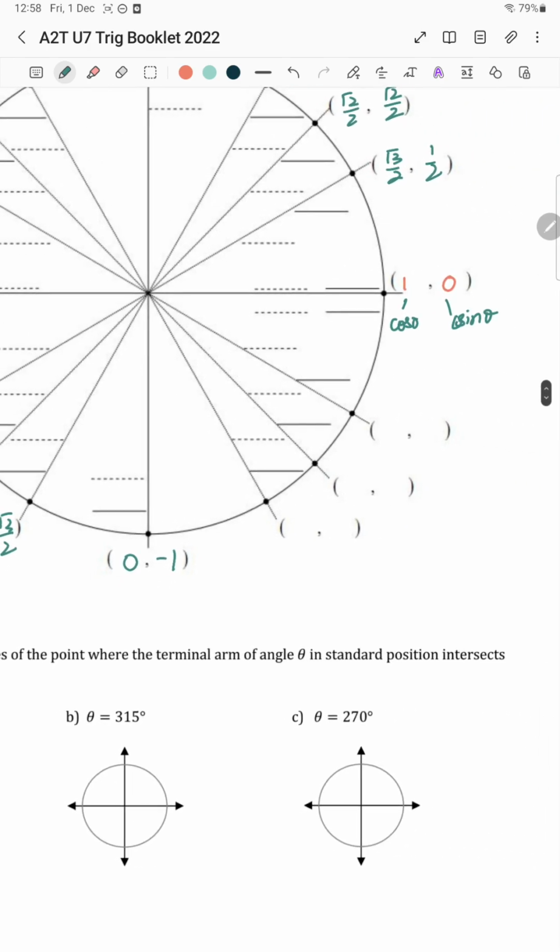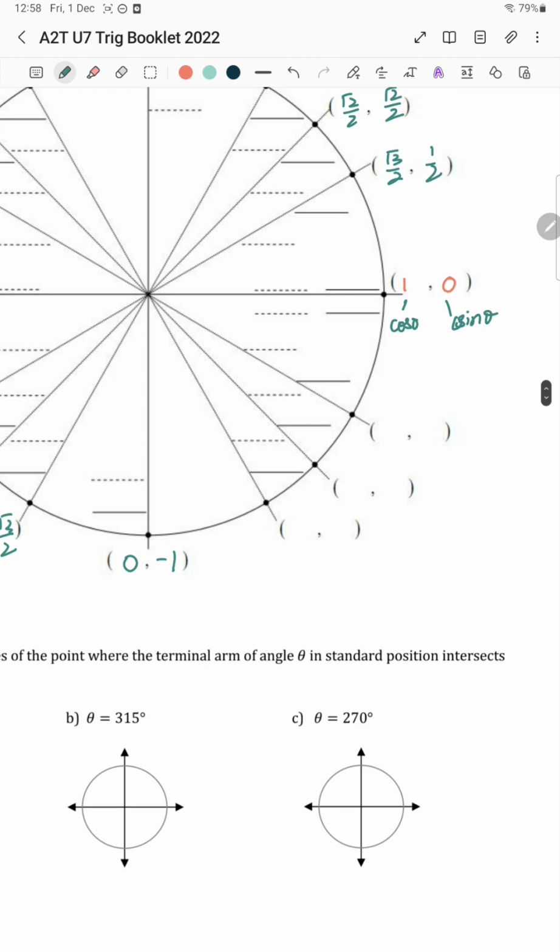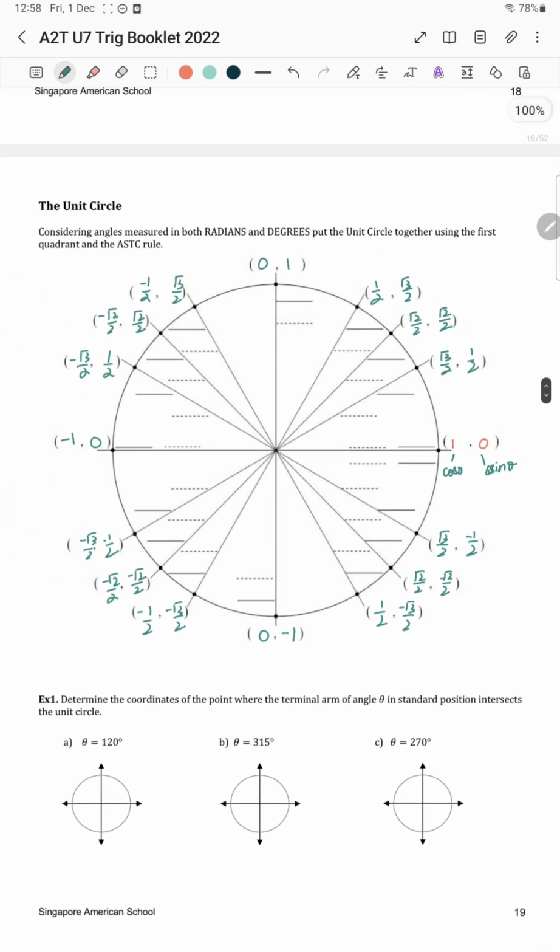Fourth quadrant में क्या होता है? Again, fourth में हमारे पास x positive होता है, y negative होता है. So x would be, first one would be positive 1 by 2, minus 3 by 2. Signs का आपने ख्याल रखना है जैसे x y का होता है.